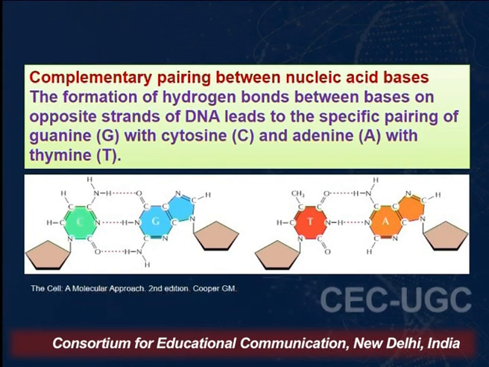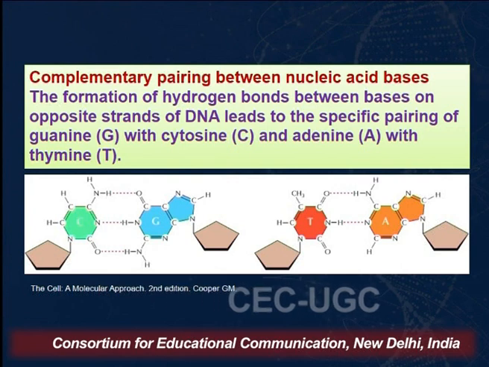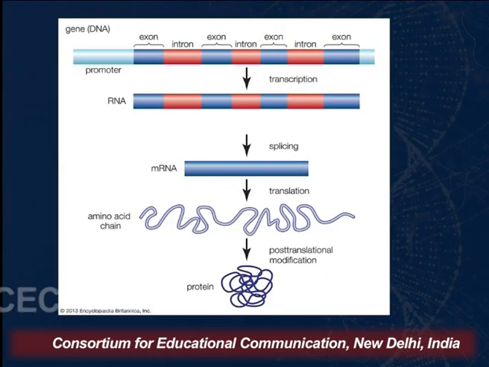So the guanine with the cytosine. We can see that with the help of 3 hydrogen bonds, the guanine and the cytosine are paired. Then there is an adenine with the thymine, in which the adenine and the thymine are paired to one another with the help of 2 hydrogen bonds over there.